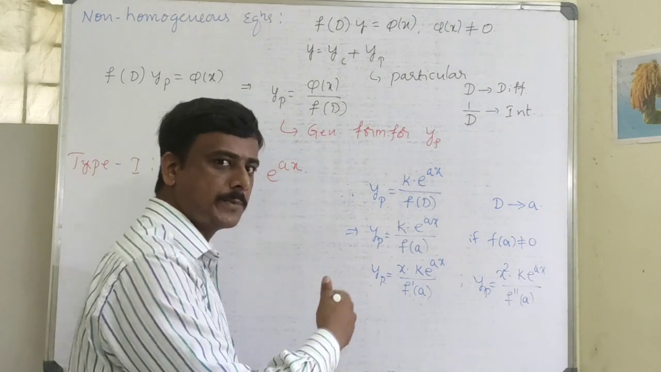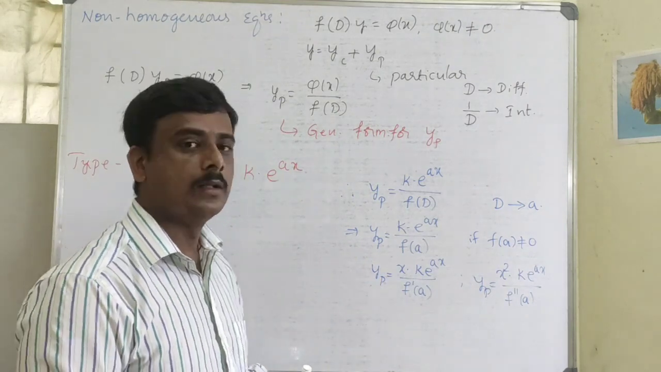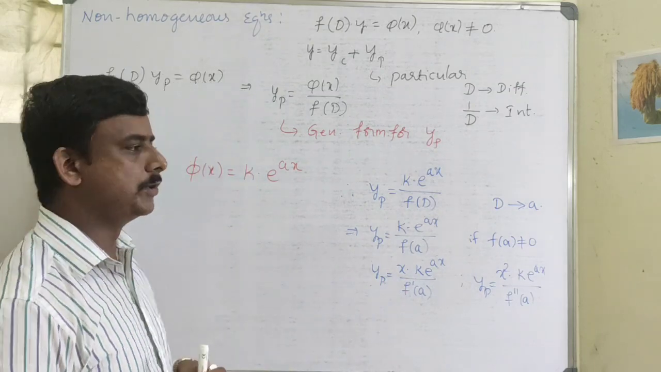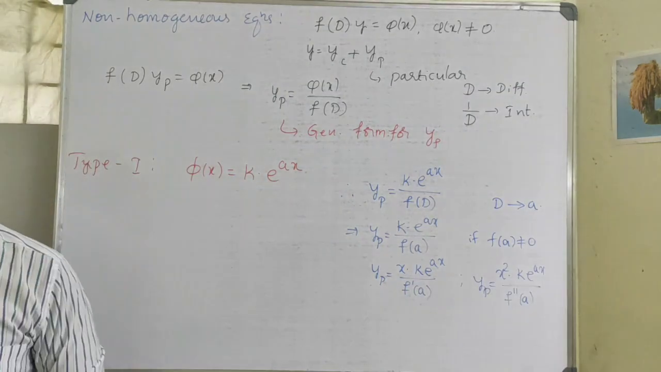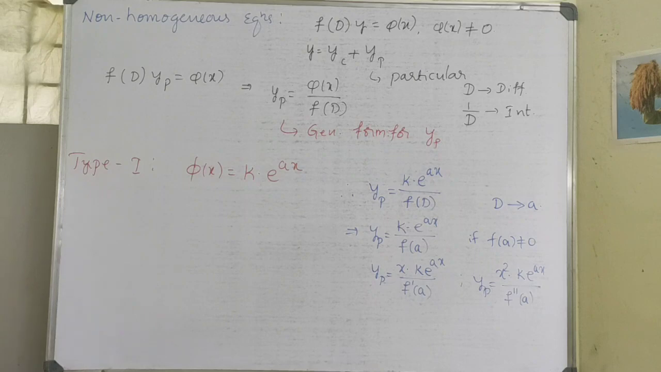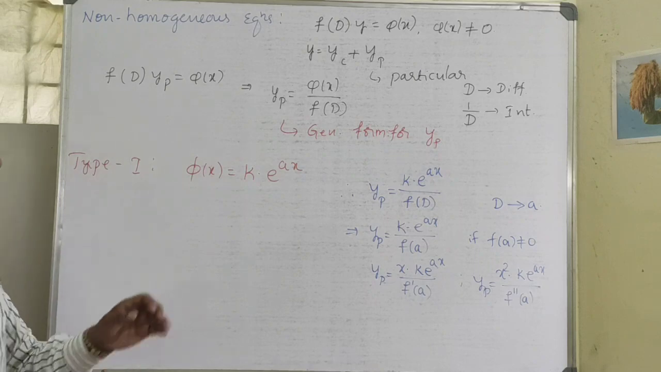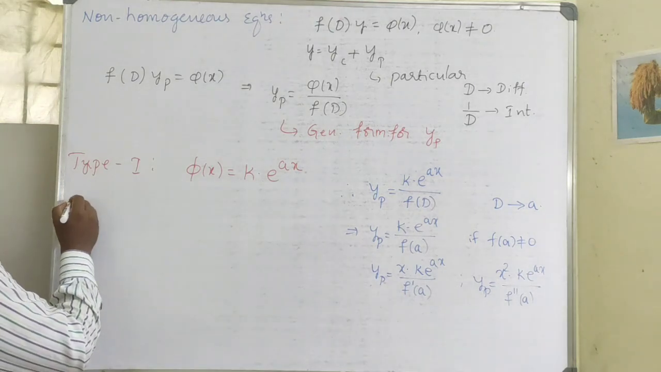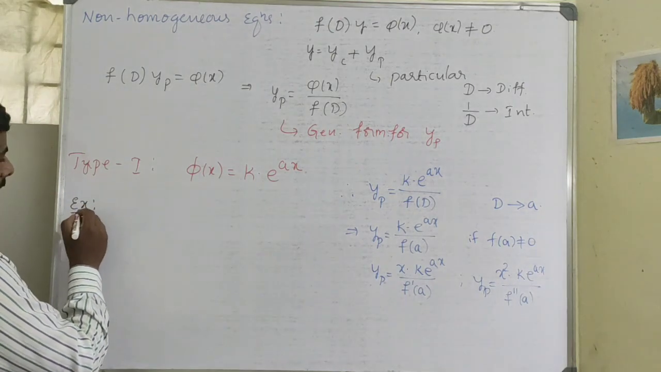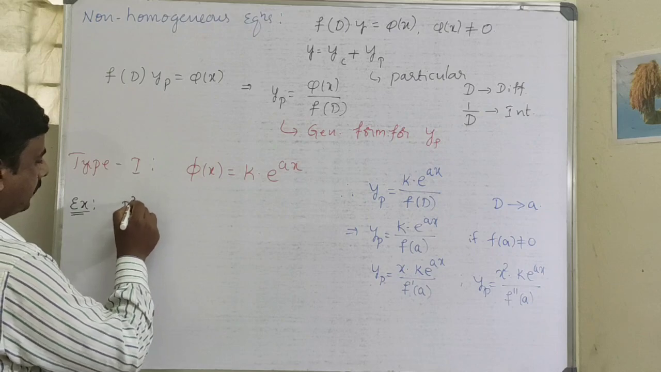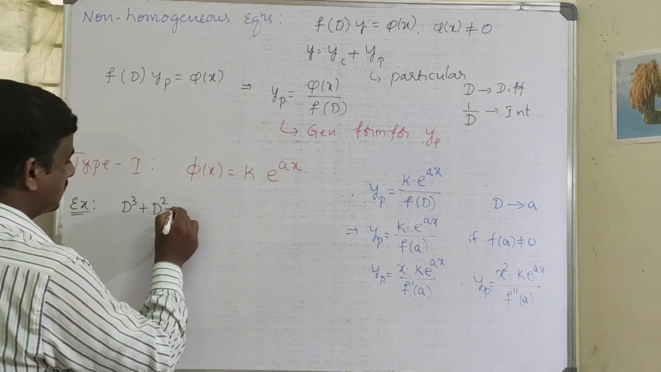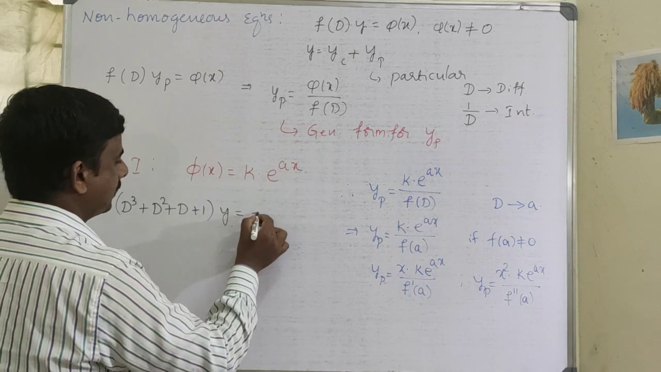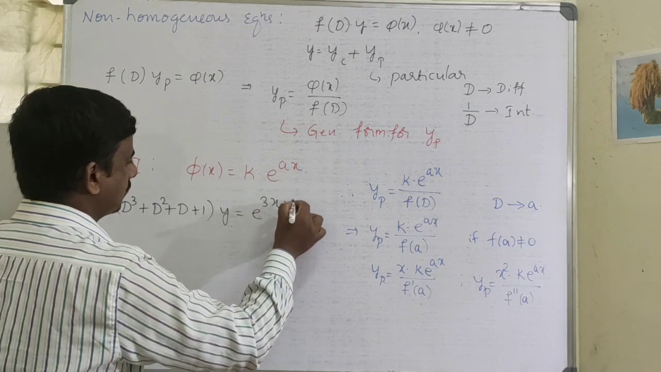You have to continue this process until you get a non-zero determinant. This is the way of finding the solution of a non-homogeneous linear differential equation where the right hand term is an exponential function. Let us look into a problem. Example: solve d cube plus d square plus d plus 1 into y equal to e power 3x plus 4.